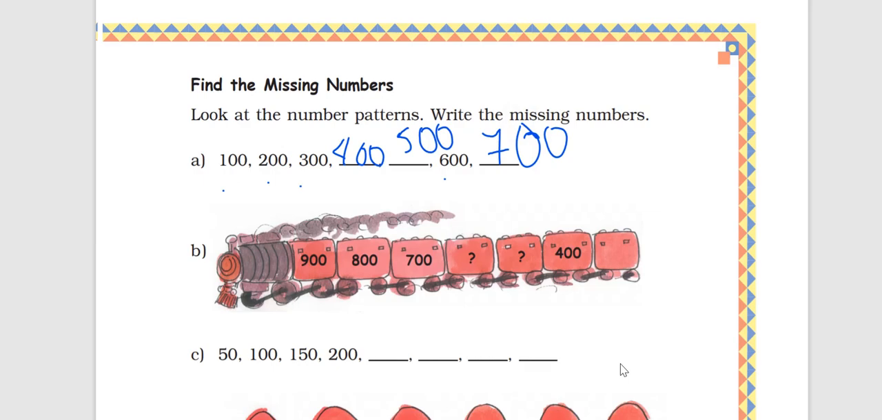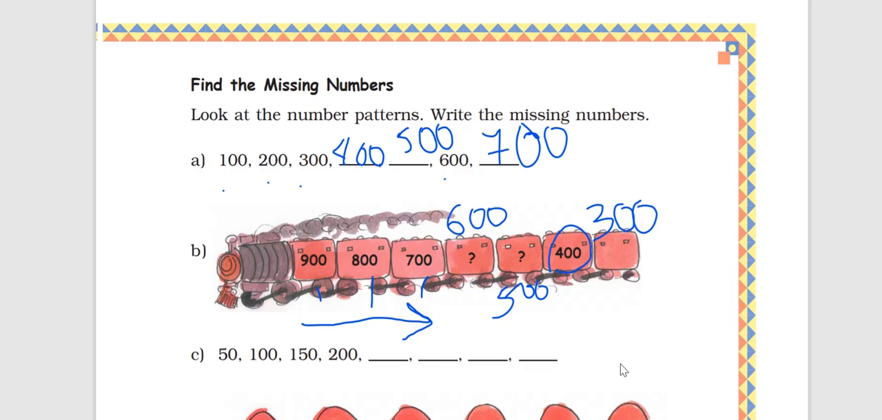Now, the next one is B. 900, 800, 700. Again, we have hundreds, but the numbers are going backwards. So we get 6 after 7. As we go back, it will be 600. And then we go one more step back, we come to 5 from 6. So we'll have 500, not just 5, but we're talking hundreds over here. They already have given us 400. And then if you go back one step from 4, we come to 3. We're talking hundreds, so 300 is the next number in this pattern.